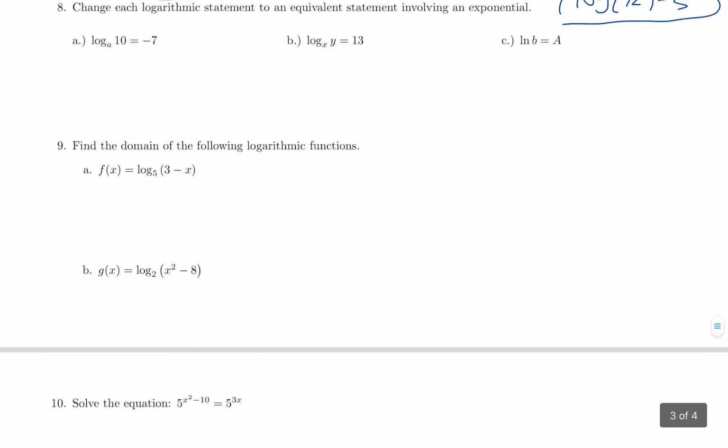Okay, similar idea. Now we're going in reverse. So number 8, why don't you, again, pause the video and try on your own. Then I'll go over it.